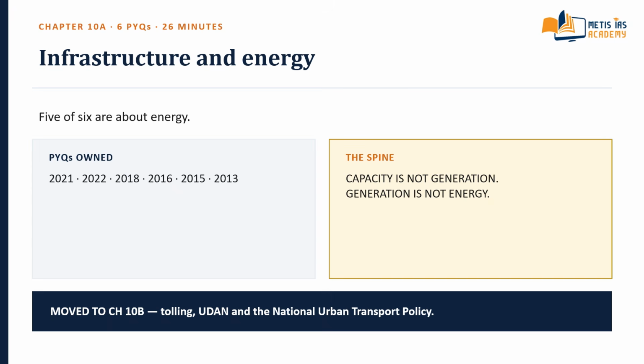So what is the infrastructure and what is the energy we are going to discuss? Comes to the pattern. 6 questions across 13 years and 5 of the 6 are about energy. The examiner has asked about renewable status twice, the cost collapse once, and the grid once, and the SDG framing once, and only the 2021 question steps back to ask what infrastructure investment is for.